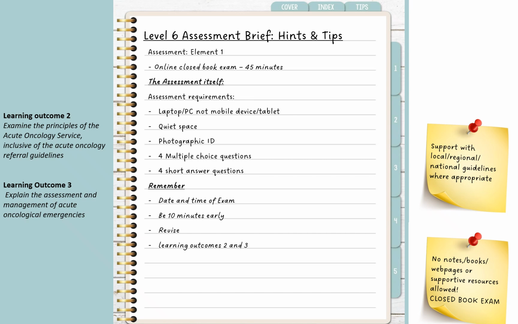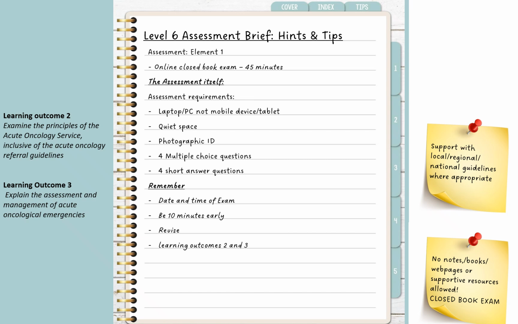Remember the date and time of the exam. Make sure that you've got that time off and you're available to sit the exam at that date and time. Otherwise, it will be a non-submission. And arrive 10 minutes early so that you can settle yourself and that we can do your ID checks.